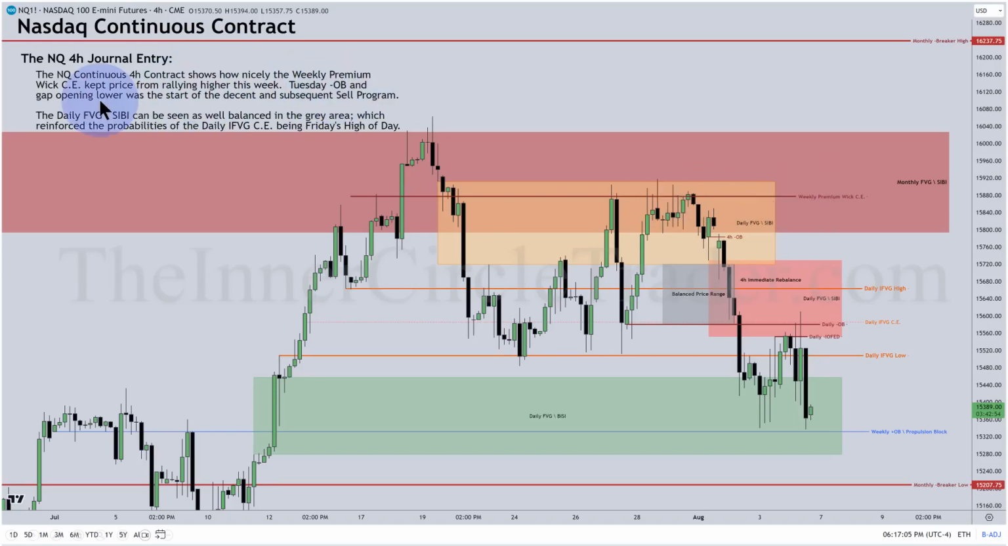Tuesday, bearish order block and gap opening lower was the start of the descent and subsequent sell program. That's this gap here and bearish order block. So it's hitting that and then sells off aggressively as it enters the sell program.